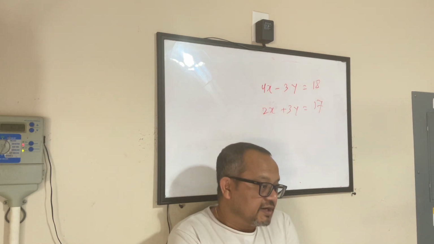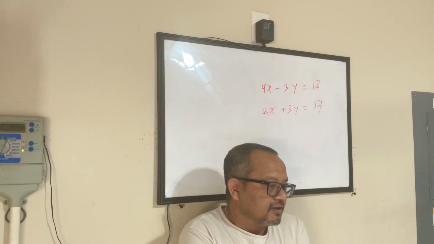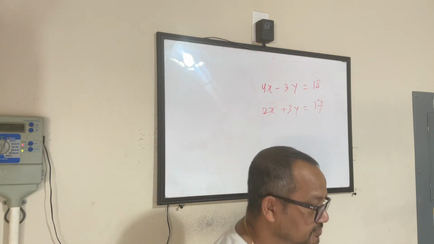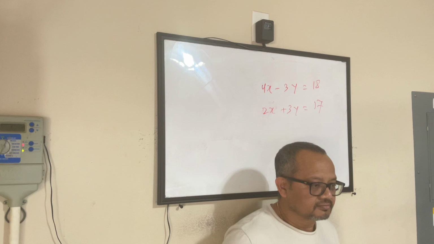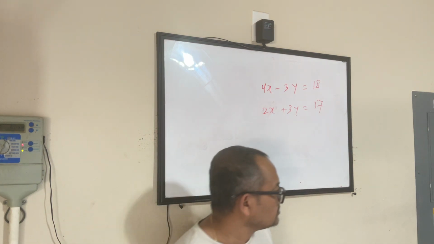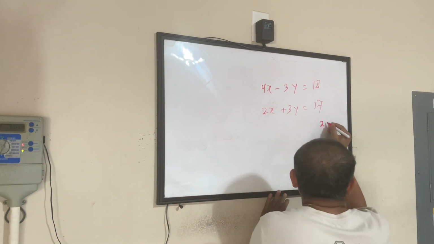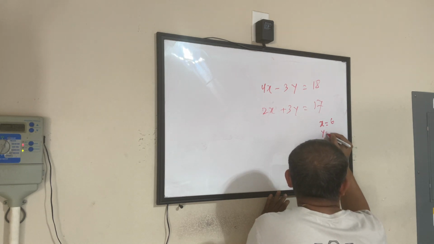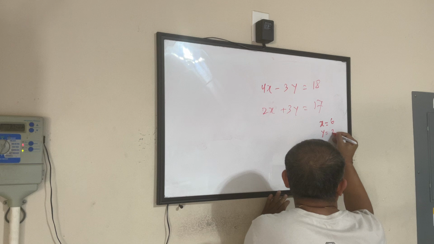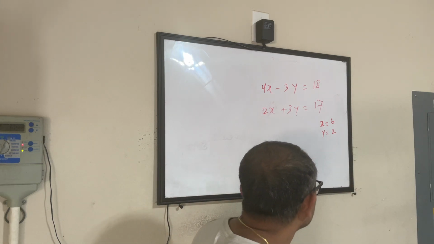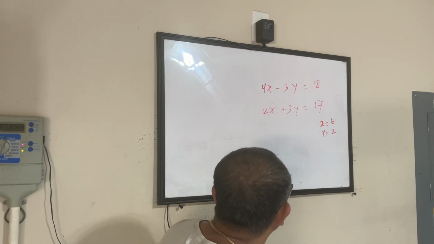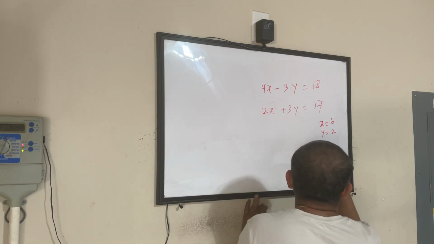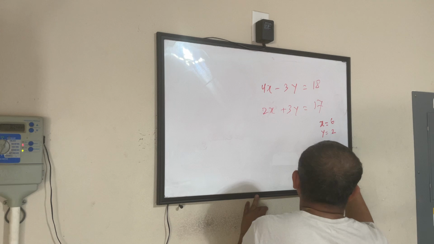Once anybody is ready, raise your hand. Okay, let's see what Sandy and Sulin have to share. Well, for the first one, for x, I got 6, and for y, I got 2. And then for the second equation, I got x is 7, and for y, I got 1.